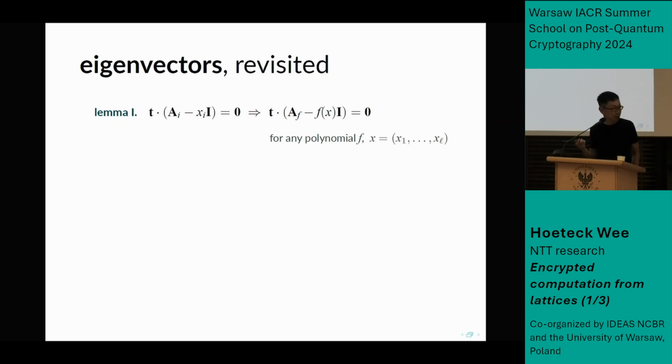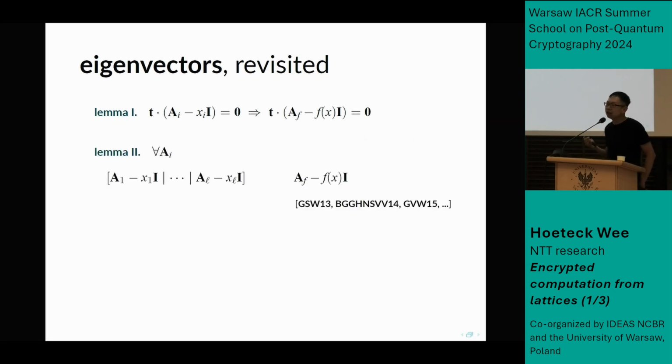What kind of generalization do we want? We want a generalization that applies to any matrices Ai. Lemma 1 only applies to matrices that have eigenvectors T. So I want a generalization that does not talk about T's, does not talk about eigenvectors, and works for any matrices Ai.